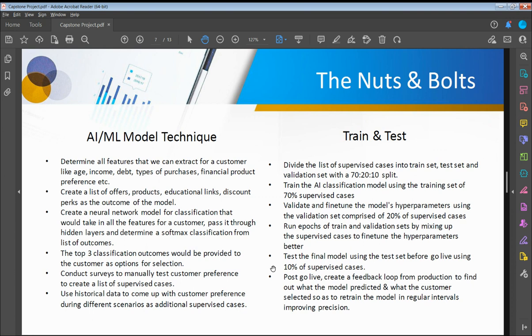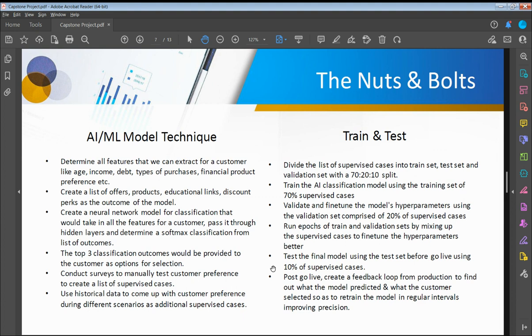We would be creating a list of outcomes, which would be the list of offers, the different products that we want to suggest, different kinds of educational links, any kind of discount perks that we want to provide, and those would be the final outcome of the model.